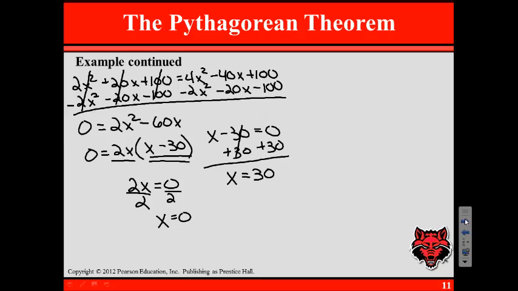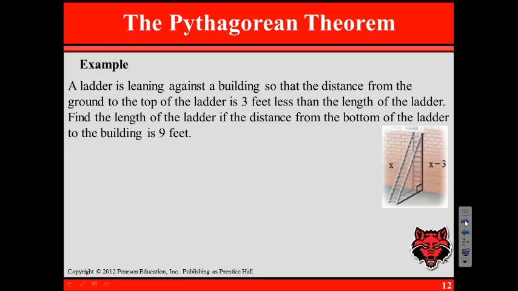We were talking about the length of a leg of a triangle. It doesn't make sense for that length to be 0. We wouldn't have any sides if that was the case. So the only possible solution left is x equals 30. For example, where we will need to use the Pythagorean theorem.